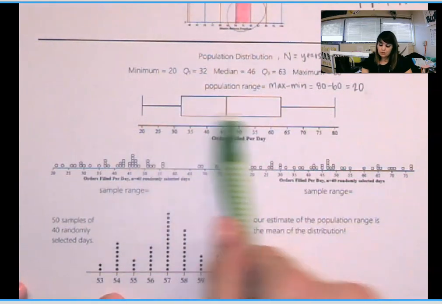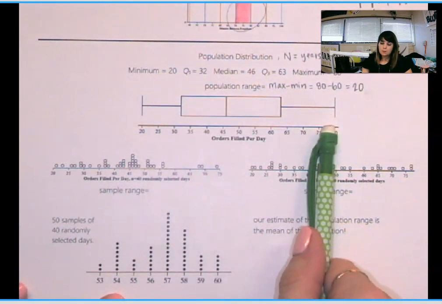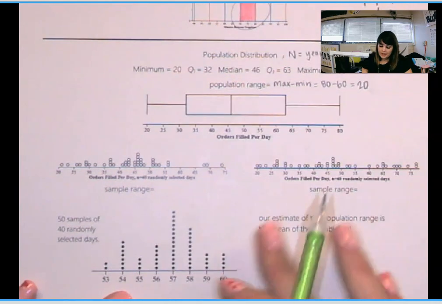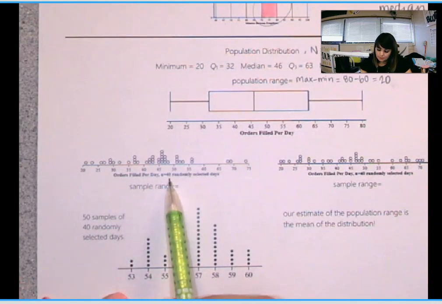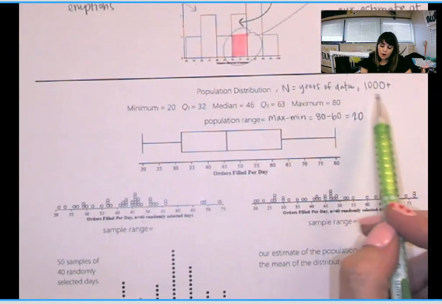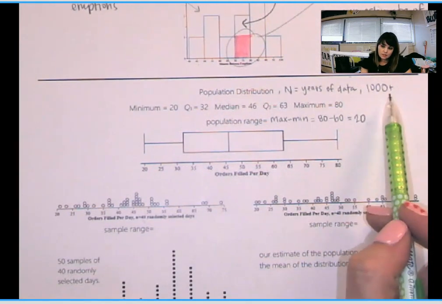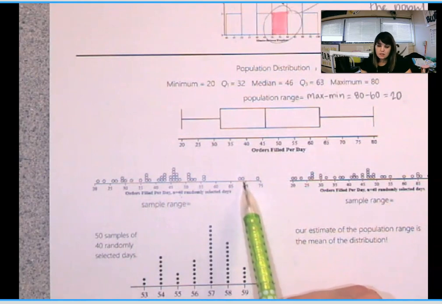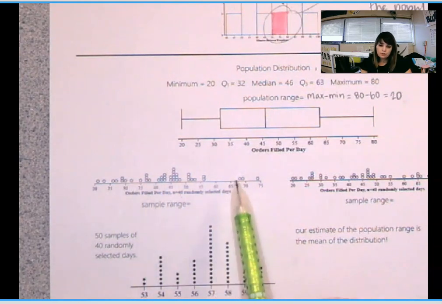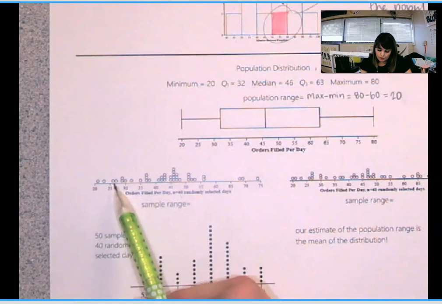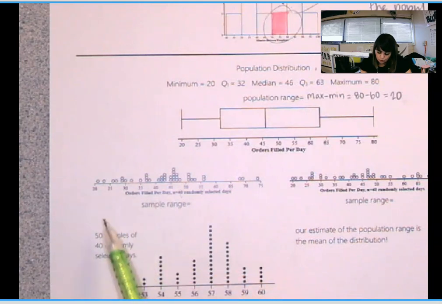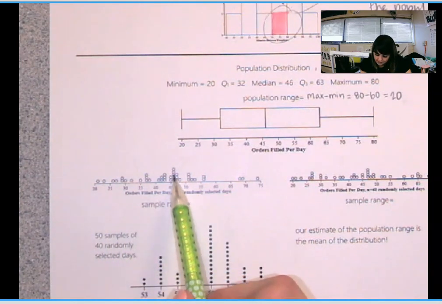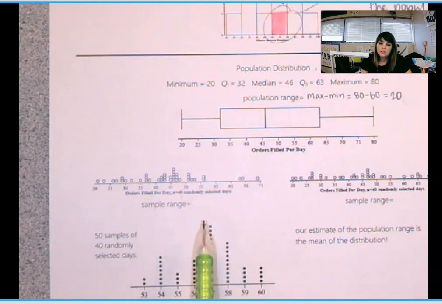This is the population distribution. It's a box plot. Well, now we're taking samples of 40 randomly selected days. So our population is thousands of days, and from that population, we're going to look at sets of 40 days. So what you see on this dot plot is the orders filled for each day. So there was one day where it looks like we filled 23. There were 5 days where we filled 46 orders.